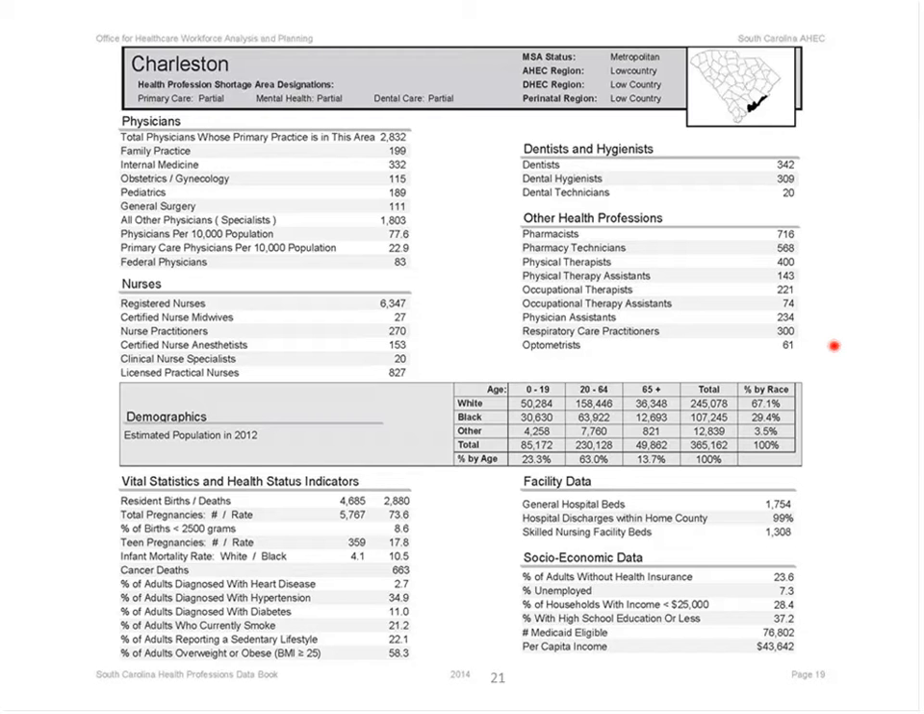What really gives you perspective on this slide is the other information, the demographics. After all, what if this was a particularly older population? Well, then you'd probably need more healthcare providers to serve that population. Or how about the vital statistics and health status indicators? Socioeconomic data, facility data. What if this was also an especially poor population? Well, that would also imply something different for the number of healthcare providers you need.